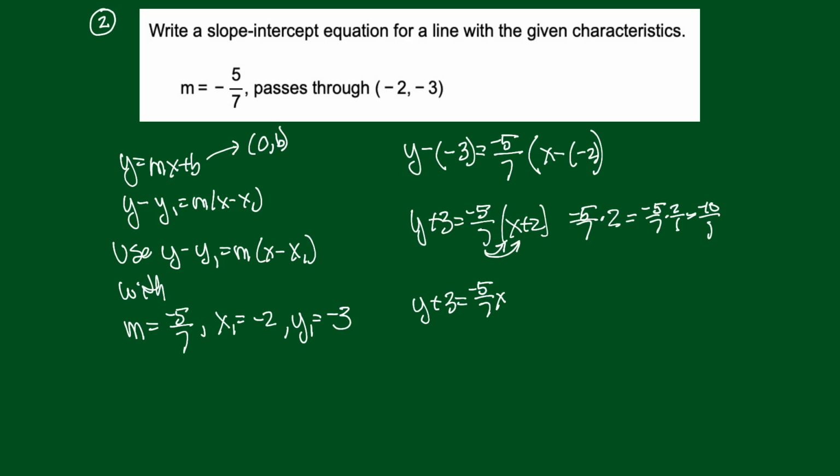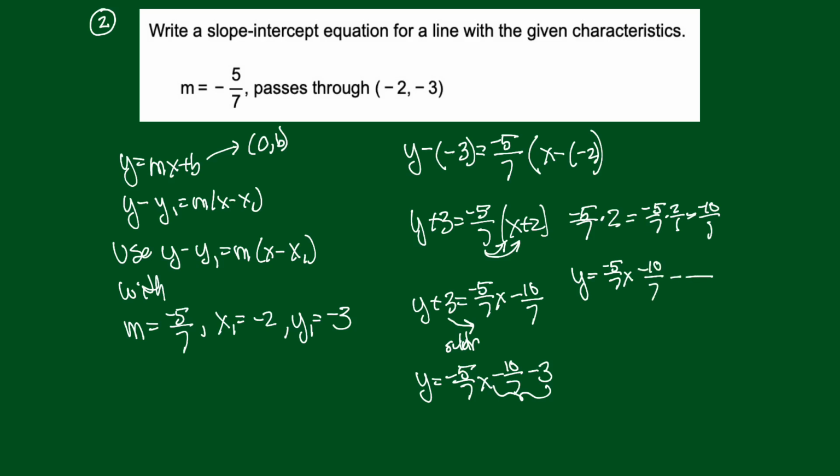All right, so we'll get y plus 3 equals negative 5/7 x minus 10/7. Now we're almost there. I need to get that 3 off that left side, so I'm going to subtract 3. So we will get y equals negative 5/7 x minus 10/7 minus 3. Now we have to deal with this. So I'm going to get a common denominator here. I'll have y is equal to negative 5/7 x minus 10/7.